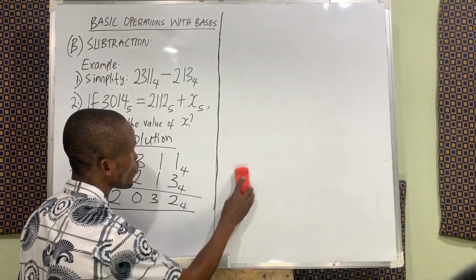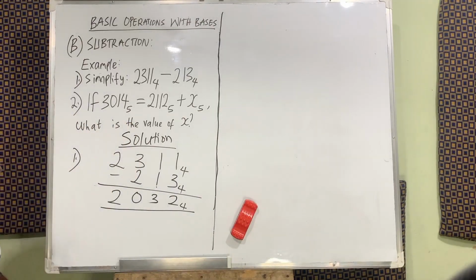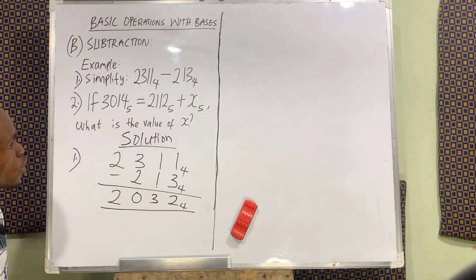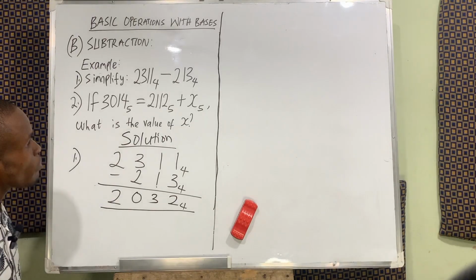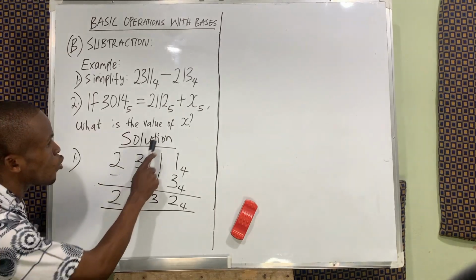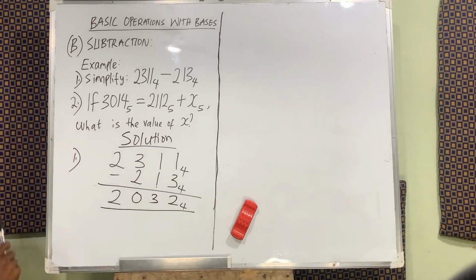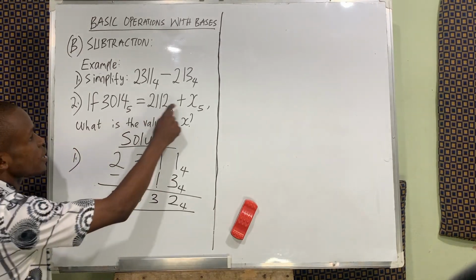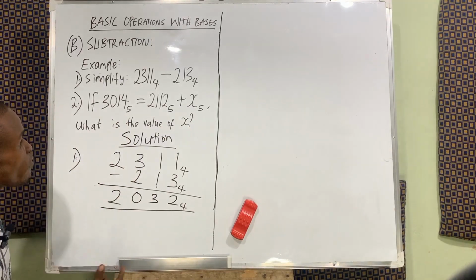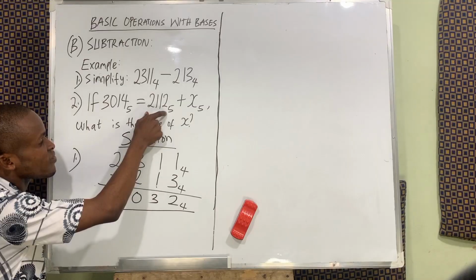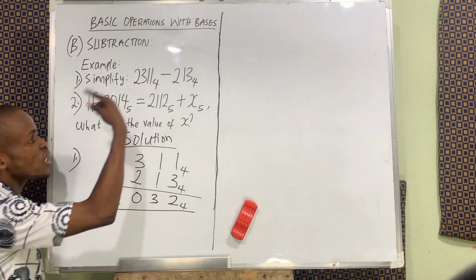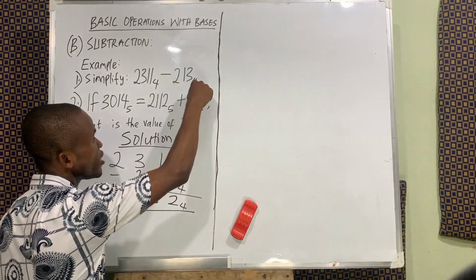Alright, so that's how to subtract in other bases. Next one says, if 3014 in base 5 equals 2112 in base 5 plus x in base 5, what is the value of x? Now to solve this, for this to give us 3014, that implies that if we subtract 2112 in base 5 from 3014 in base 5, it will give us the value of x in base 5.